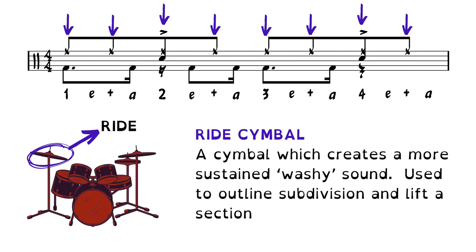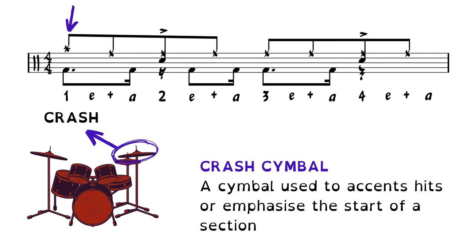So the other parts of the drum kit include the ride cymbal, and the ride cymbal can be used just like the hi-hat to outline the subdivision of the bar. But what the ride cymbal does is create a washier sound, a more sustained sound, so it's really good to lift a section of a song like a chorus. We also have crash cymbals. These are good to punctuate certain accents or the first beat of a new section.